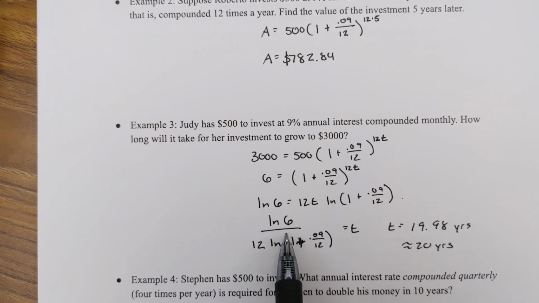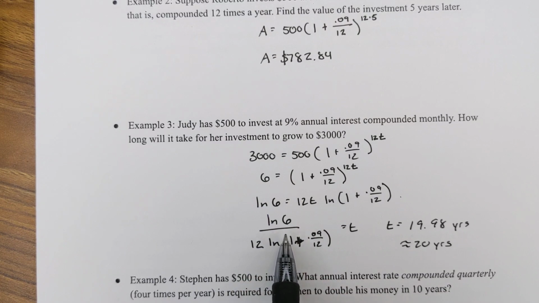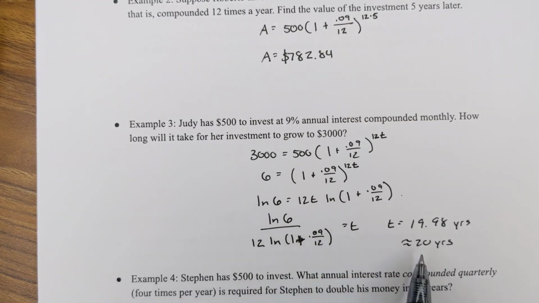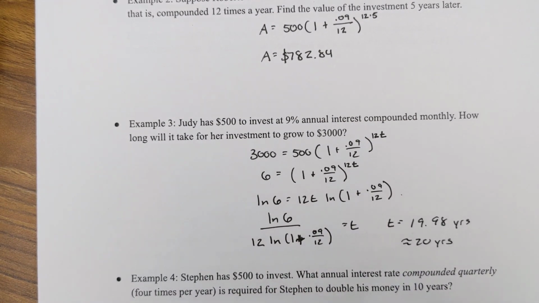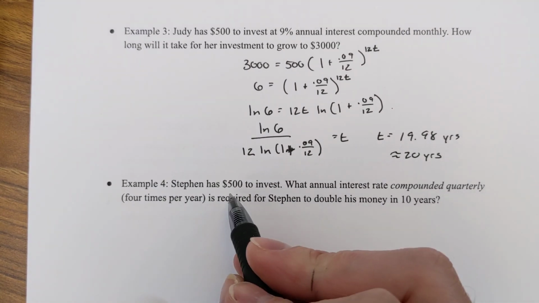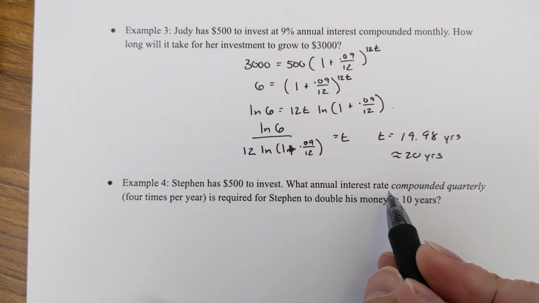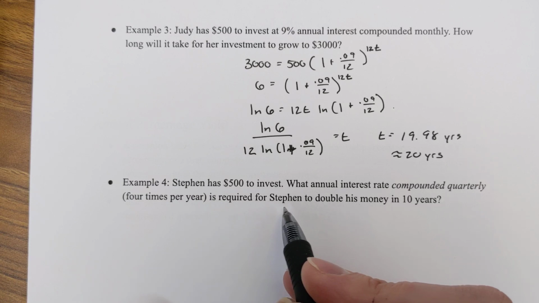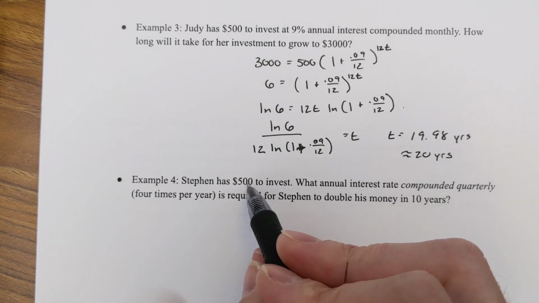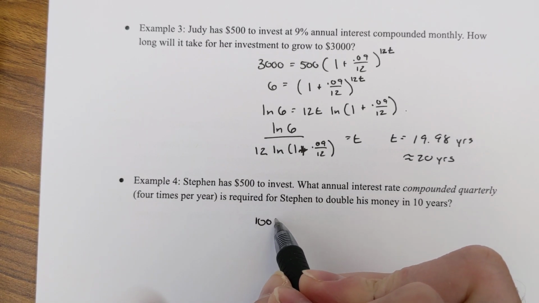Now, if you wanted to, you could turn these all into decimals at any point in time. The longer you wait to convert to decimals, the more exact that value will be. All right, 4, Steven's got $500 to invest. What is his interest rate compounded quarterly if he wants to double his money in 10 years? So if he starts with 500, our goal is $1,000.